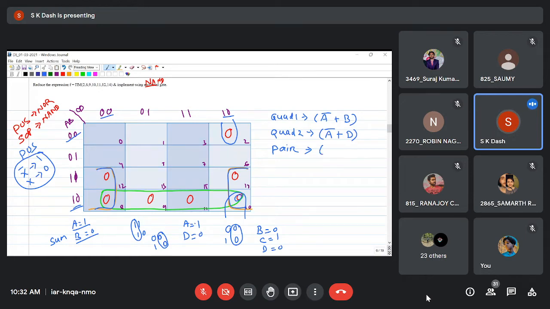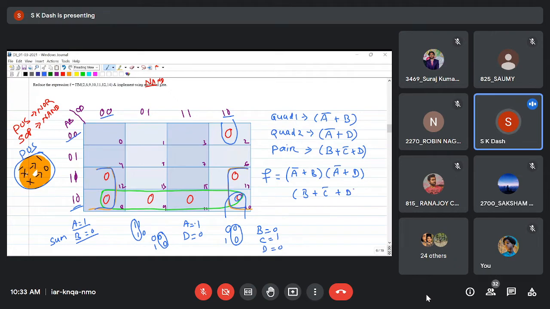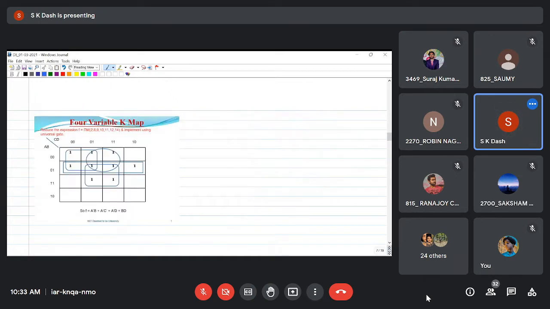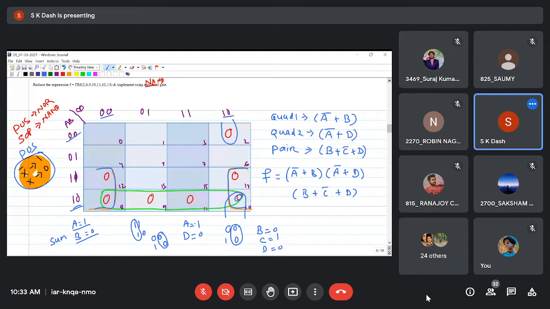So what I can write? B equal to 0 means B or B bar? B equal to 0 means compare this only. So this will be B plus C bar. B bar plus D. This is product of sum. So the final expression will be multiplication of all this. So the result will be A bar plus B multiply with A bar plus D multiply with B plus C bar plus D. Okay, so this is the expression. So we reduced the expression, the first part.